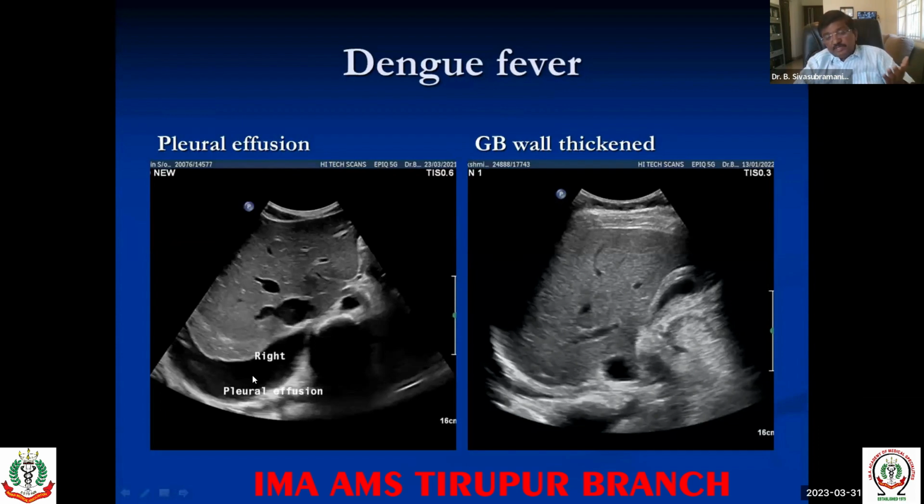So this is quite a common finding you see in dengue fever. But sometimes the ultrasound in dengue fever will be totally normal when the count is not that much less. When the count is close to 1 lakh, in those cases you will not get this finding. But when the count comes down, you do see this finding. Apart from this, you can have hepatomegaly, ascites, splenomegaly. All these things can happen in dengue fever.